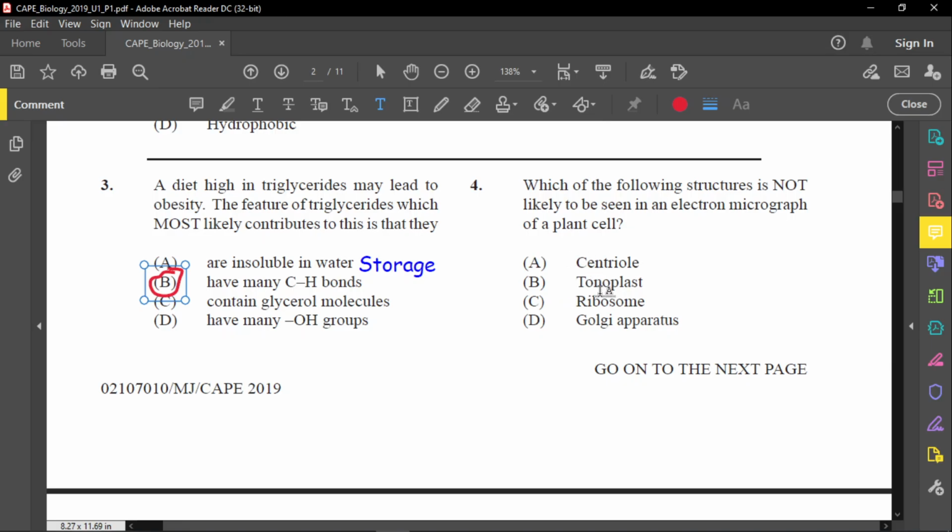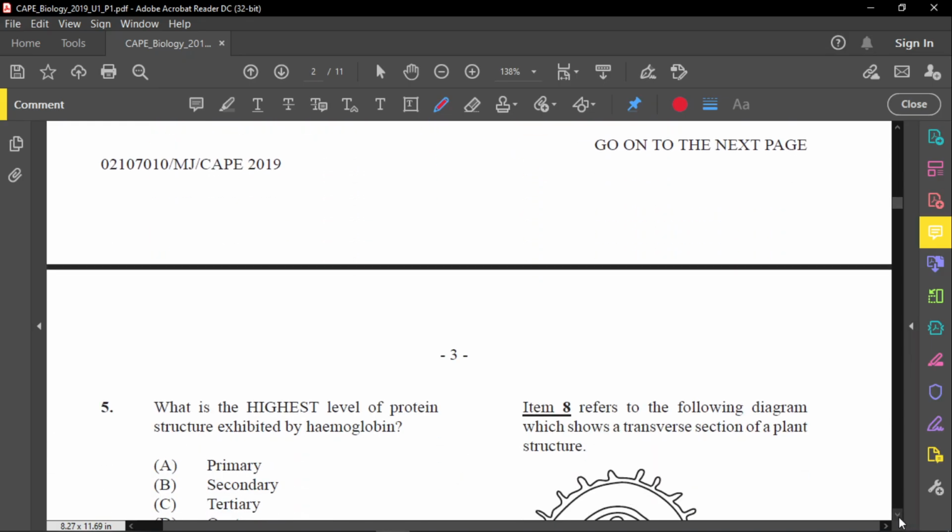Let's look at tonoplast. Tonoplast is a membrane that surrounds the large central vacuole in the plant. So definitely you will see that, because the vacuole will be obvious, and you will see the tonoplast. Ribosomes, which are the organelles responsible for making protein, you will see also. Golgi apparatus, which is for packaging and transporting of substances, you will also see. So the best answer here, which is not likely to be seen in the micrograph, is the centriole. All right, great. Let's go to question number 5.